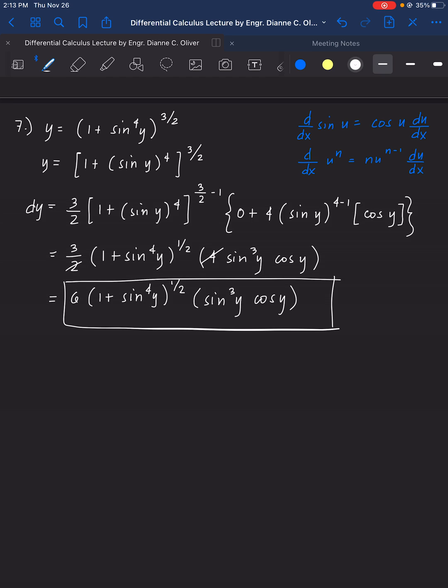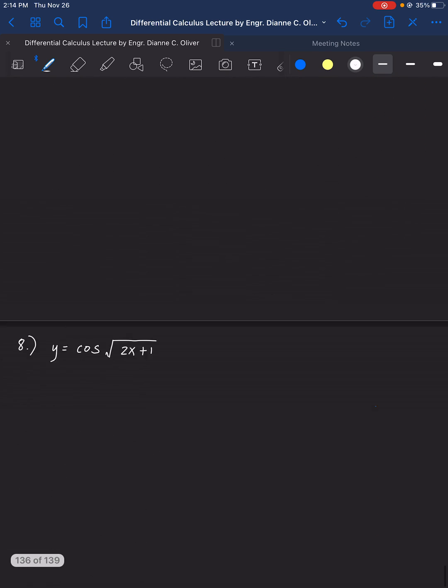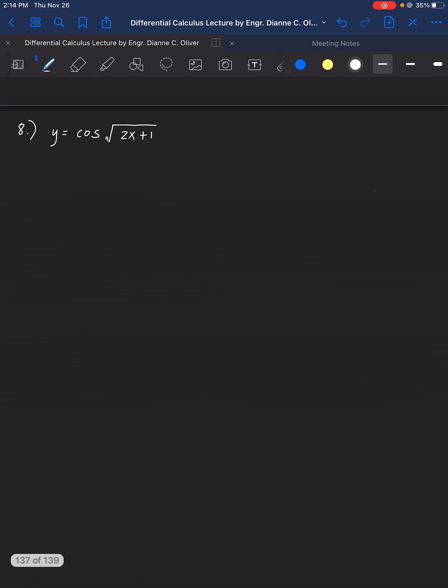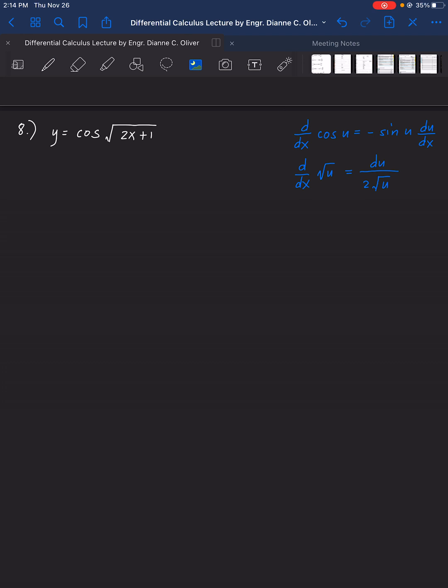Okay, so that is for example number 7. Right, next, for example number 8, we have y is equal to cosine of square root of 2x plus 1. Now for our pattern, we have the derivative of cosine u is equal to negative sine u derivative of u. Now since we are looking at the u for the cosine here, so this is our cosine u.